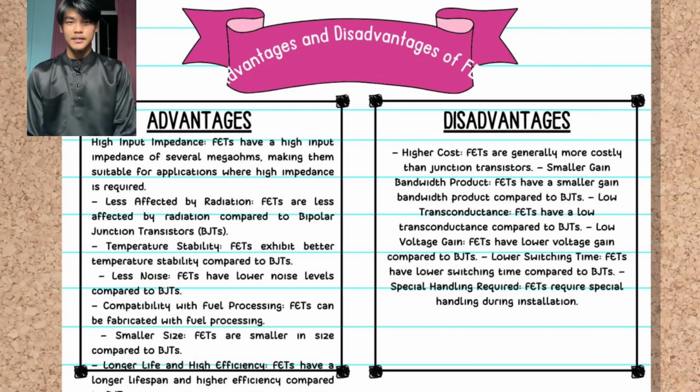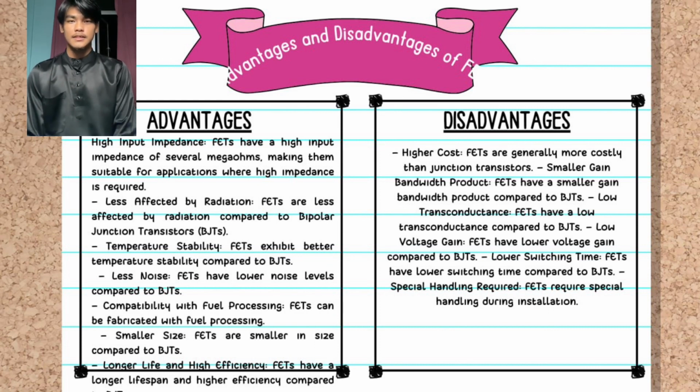Now, let's see about the advantages and disadvantages of FET. We will see the advantages first. The first advantage of FET is high input impedance. FETs have a high input impedance of several megaohms, making them suitable for applications where high impedance is required. The second advantage is less affected by radiation. FETs are less affected by radiation compared to bipolar junction transistors.